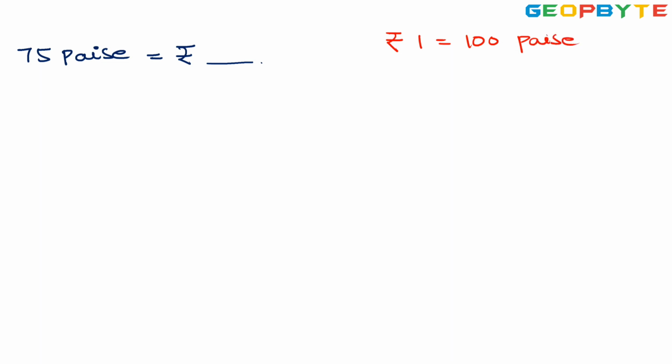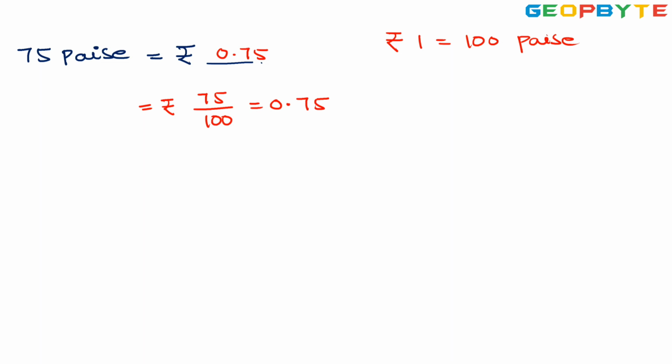So we need to convert 75 paisa to rupees. So what we need to do is write 75 paisa, right? So 75 by 100, which is equal to 0.75. So 75 paisa is equal to 0.75 rupees.